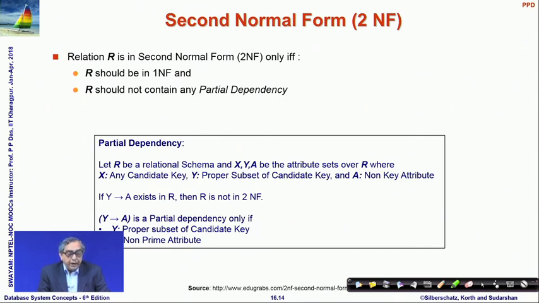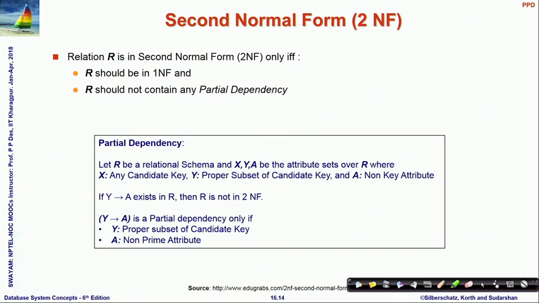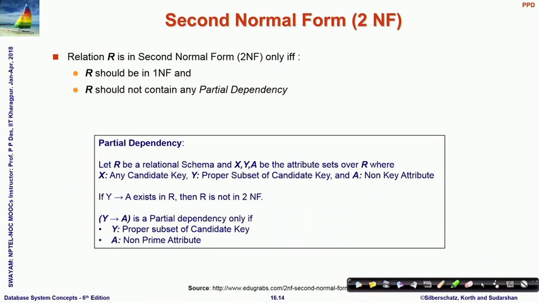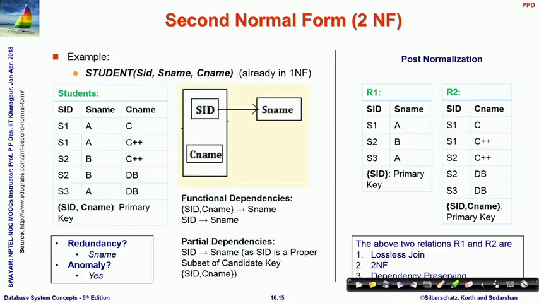Partial dependency: Y determining A, if that can hold in the set of functional dependencies, where Y is a proper subset of a candidate key and A is a non-prime attribute. A non-prime attribute, as we defined in the last module, is an attribute which does not feature in any of the candidate keys. So, if Y is a proper subset of a candidate key which functionally determines a non-prime attribute, then this is known as a partial dependency, and if there is a partial dependency, then the relation is not in second normal form. So, second normal form requires that the relation is in 1NF and there is no partial dependency.